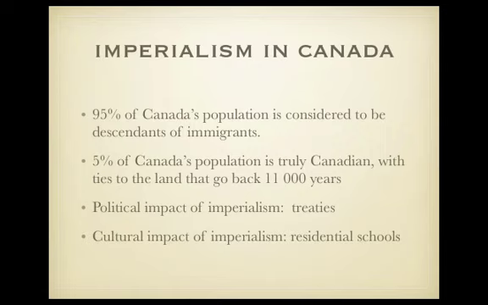The political impact of imperialism in Canada was treaties. Treaties divided up the land, and it was very political. It was the government who did it. The cultural impact of imperialism was the residential schools, which was also political. The government set those up. But that's where we see the loss of culture, and we see some of the devastating effects that residential schools and cultural imperialism have provided Canada.